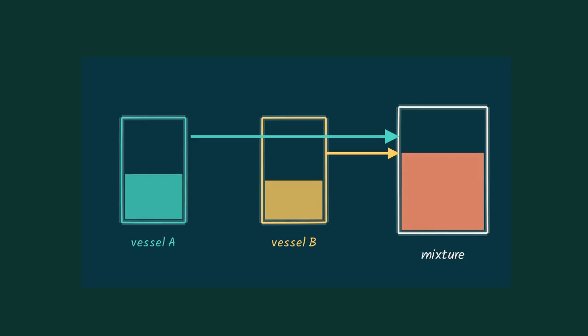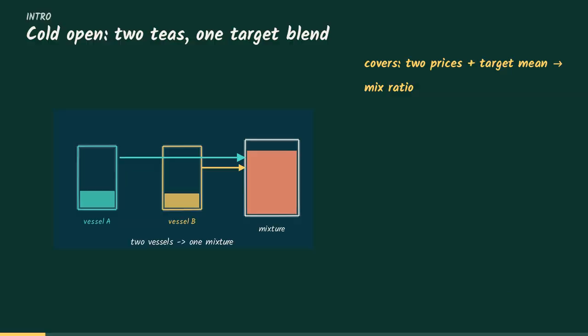You have cheap tea at 60 rupees a kilo and dear tea at 90. You want a blend worth 70. How much of each do you buy? That is a mixture problem. 2 strengths, 1 target mean.